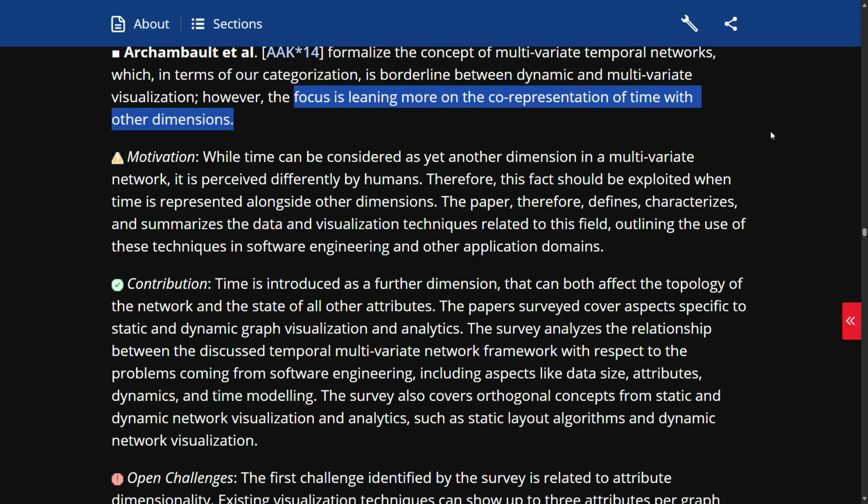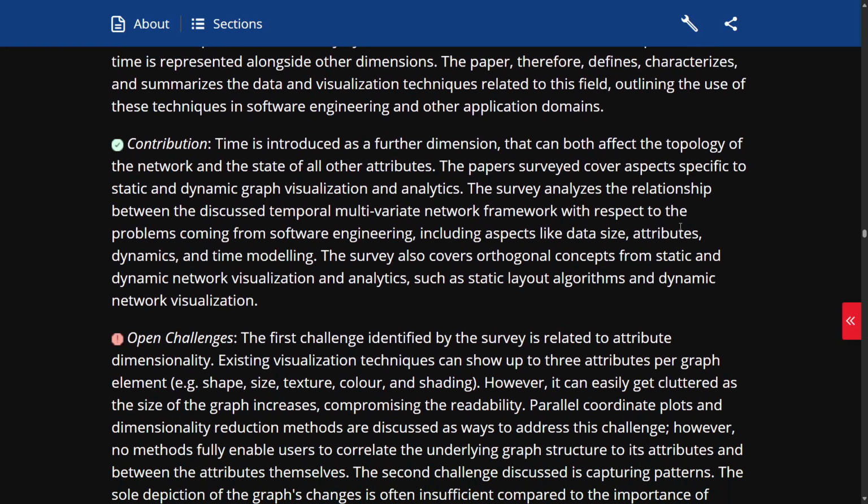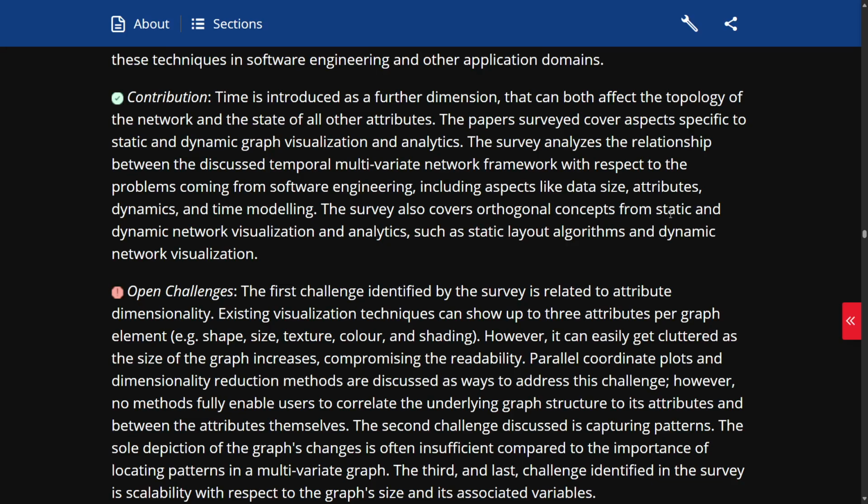Contribution: time is introduced as a further dimension that can both affect the topology of the network and the state of all other attributes. The papers surveyed cover aspects specific to static and dynamic graph visualization and analytics. The survey analyzes the relationship between the discussed temporal multivariate network framework with respect to the problems coming from software engineering, including aspects like data size, attributes, dynamics, and time modeling. The survey also covers orthogonal concepts from static and dynamic network visualization and analytics, such as static layout algorithms and dynamic network visualization. Open challenges.